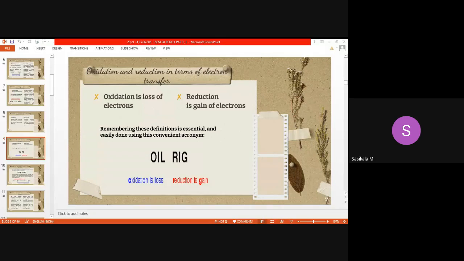If it takes place simultaneously, it is called a redox reaction. So redox reaction only is followed in redox titrations. So let's discuss types of titrations in the next class. Thank you all. With this, I'm stopping today's class.